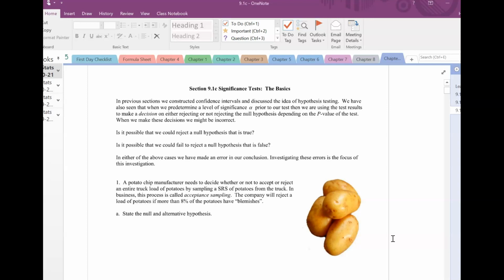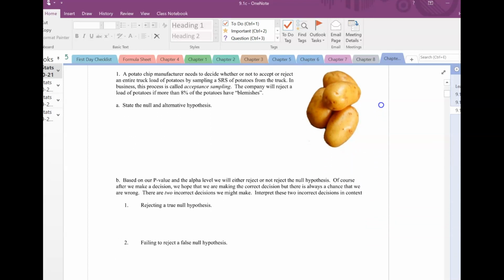Now take a look at the first example there with potatoes. It says a potato chip manufacturer needs to decide whether or not to accept or reject an entire truckload of potatoes by sampling an SRS of potatoes from the truck. In business, this process is called acceptance sampling. The company will reject a load of potatoes if more than 8% of the potatoes have blemishes. Stop the video and take a minute and write down what you believe the null and alternate hypotheses are.